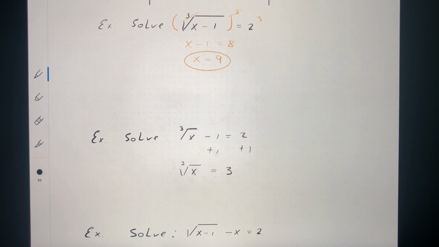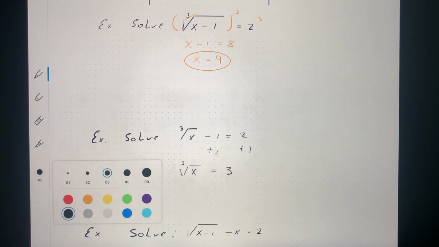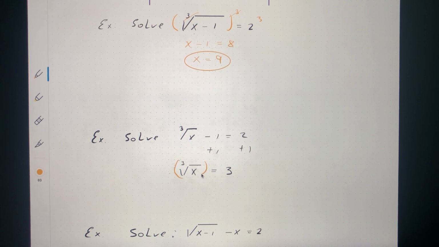Now we only have one term, and to cancel the cube root, now we can cube both sides, and the cube and the root will cancel off. What we're doing to one side, we have to do on the other side, and 3 cubed is 27, so our final answer is 27.